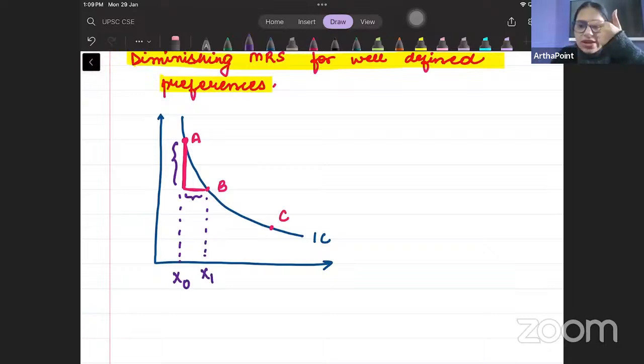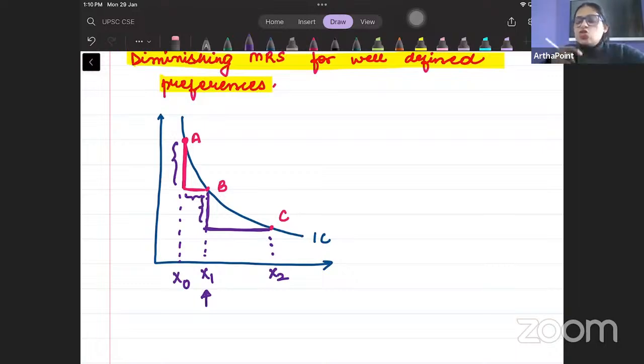Now slowly my good X is increasing. Now I have a decent amount of good X. Good X is increasing. I don't want to give too much good Y. I will say, now I already have good X, so I can't give a lot of Y for X. So as good X increases, your willingness to give good Y for good X will decrease. You will say, when you give me a lot of good X, only then will I give you this little good Y.